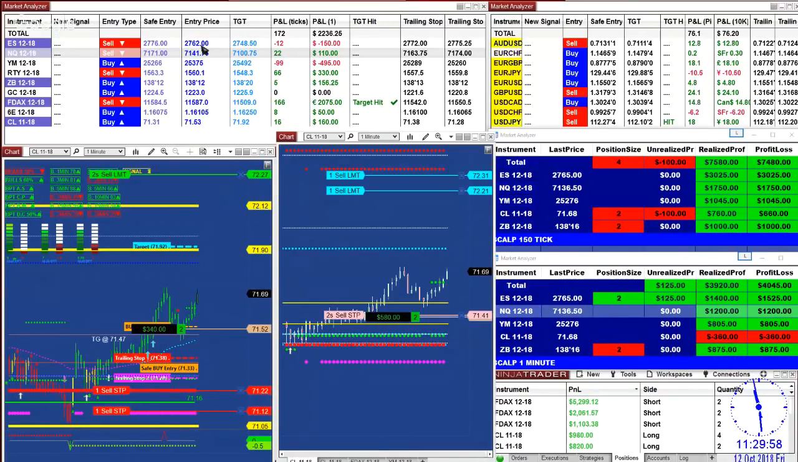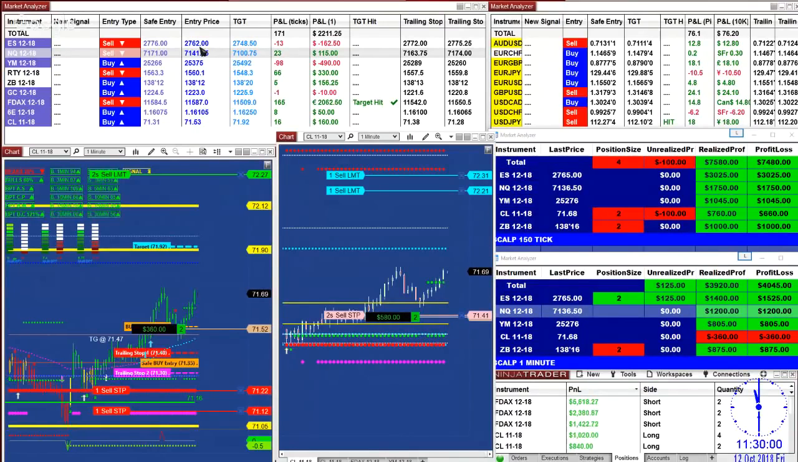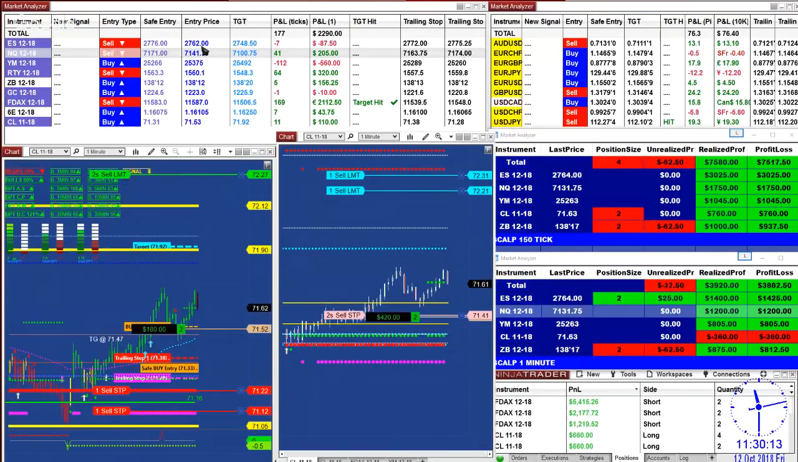But right now we're coming back to the 62 level on the ES. So there is a short trade limited order on the 2762, limited order sell 2762. Thank you.